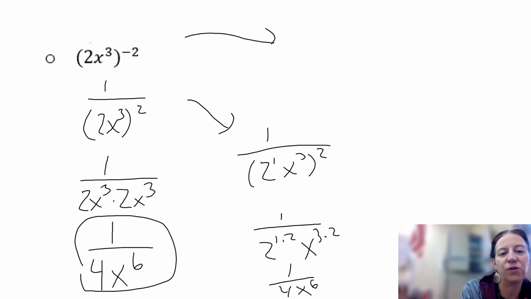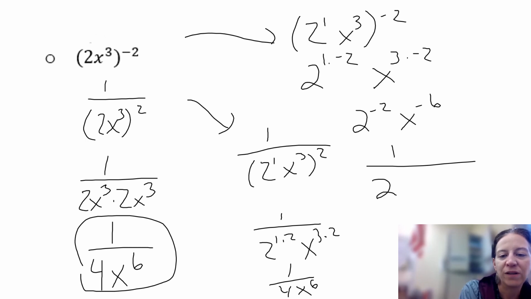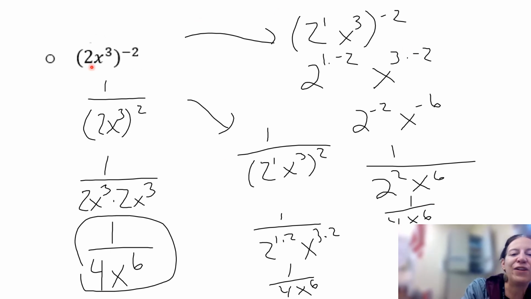You could also do it this way. You could have 2 to the first, x to the third raised to the negative 2, and do 1 times negative 2, and 3 times negative 2, which gives you 2 to the negative 2, x to the negative 6. Then you would move them both to the denominator, and that would give you 1 over 2 squared, which is 4, x to the negative 6. Notice that all of those answers are the same, even though I worked it 3 different ways.